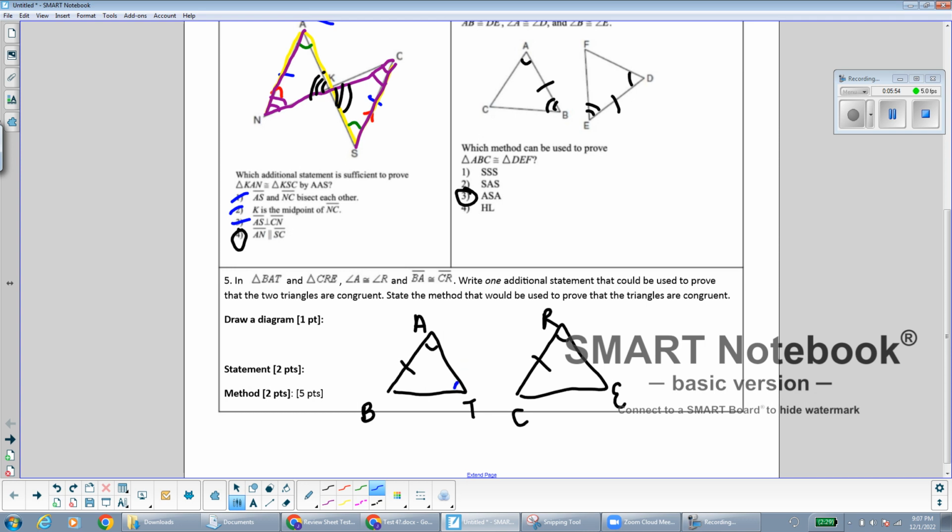I'll just say angle T is congruent to angle E. That's going to be my statement. And that would give me AAS. Not the only option. Whatever statement you make up, just put down which method it chose.